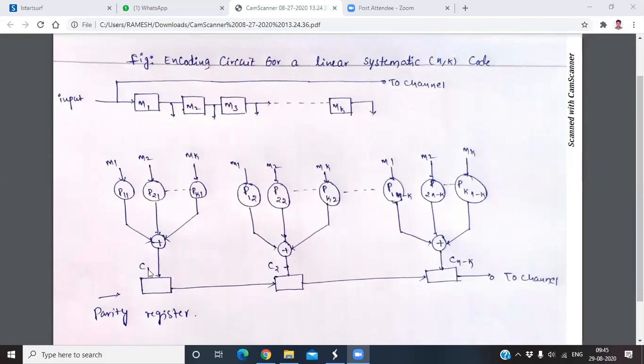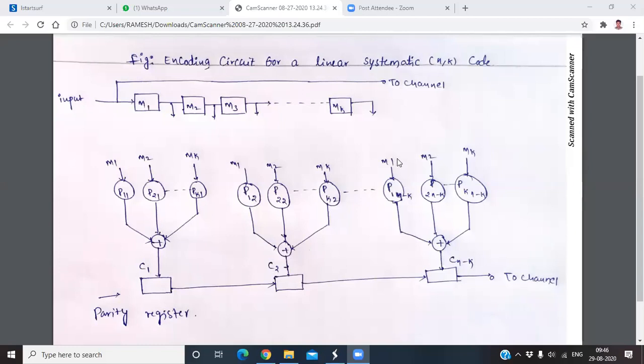Now what is the equation for C1? C1 equation is M1 P11 XOR M2 P21 XOR M3 P31 XOR up to MK PK1. So all are XOR operations together and finally give C1. So this is check bit 1. Is it clear? Similarly, coming to C2, C2 equal to M1 P12 XOR M2 P22 XOR up to MK PK2. So XOR gives C2.